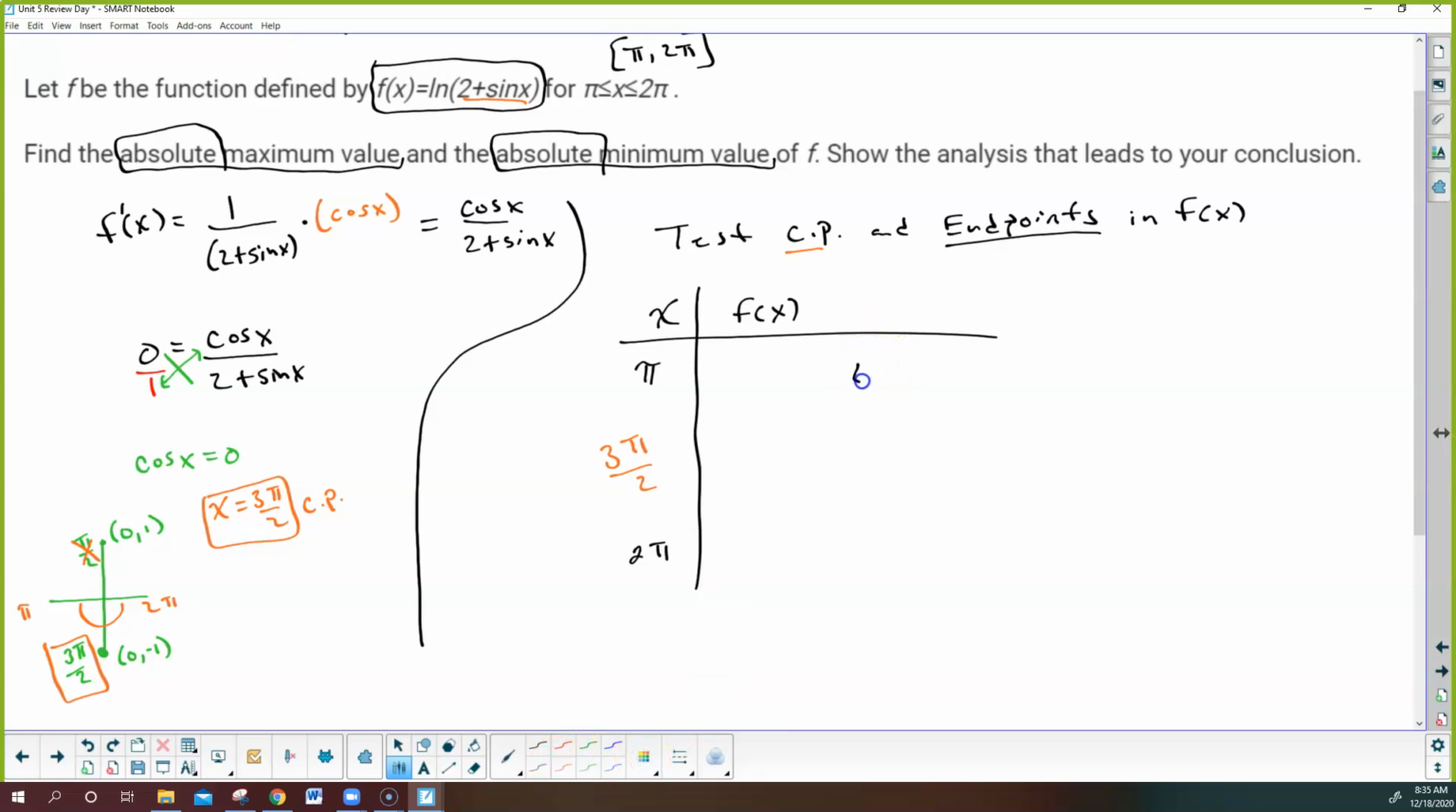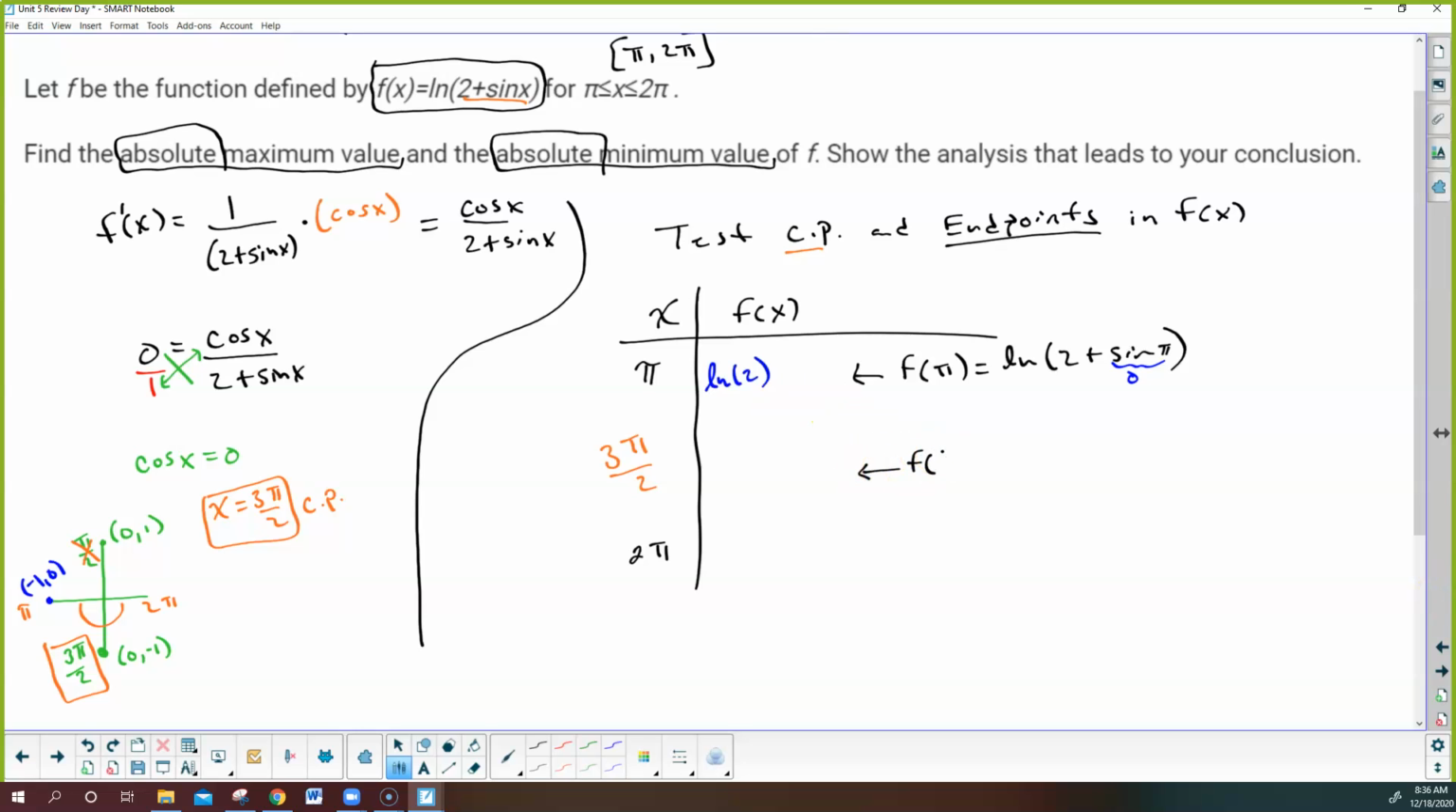Okay. So now we're going to go ahead and test pi into the original function, ln of 2 plus the sine of pi. And then I got to think of, okay, well, what is the sine of pi? I'm thinking, here's pi, and if I went over -1 up 0, sine is the y value, so this is 0, which means my answer is the natural log of 2, because 2 plus 0, natural log, there you go. And you don't have to write a decimal, that's fine, just leave it like that. It's actually preferred that way.